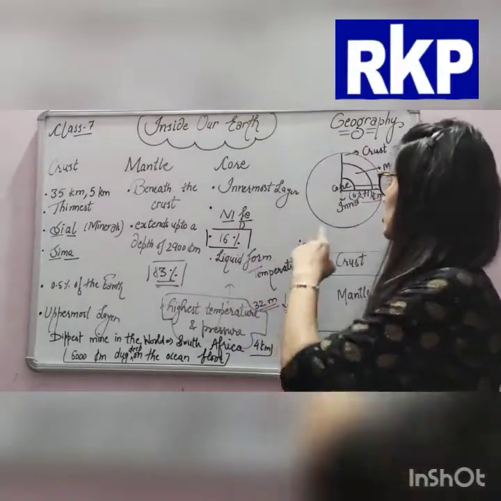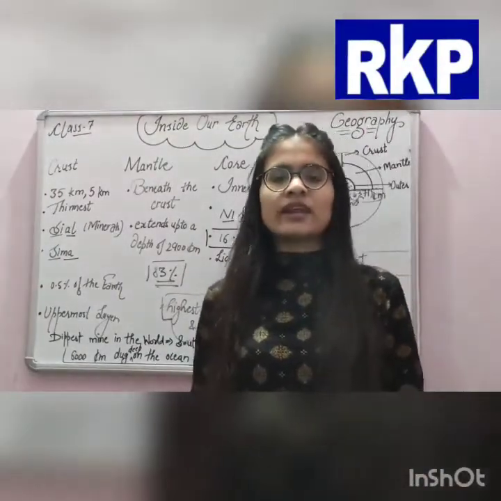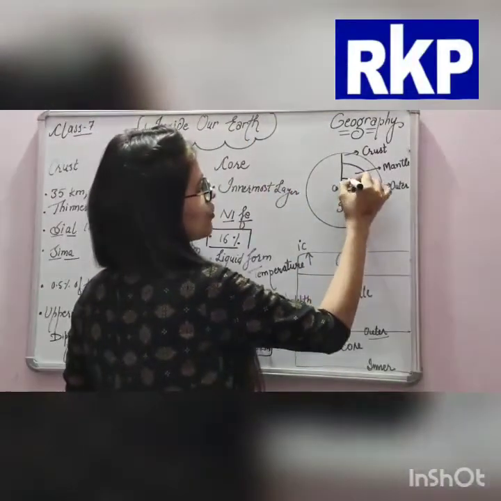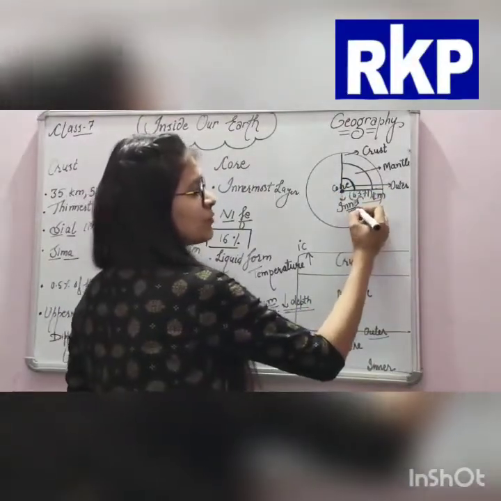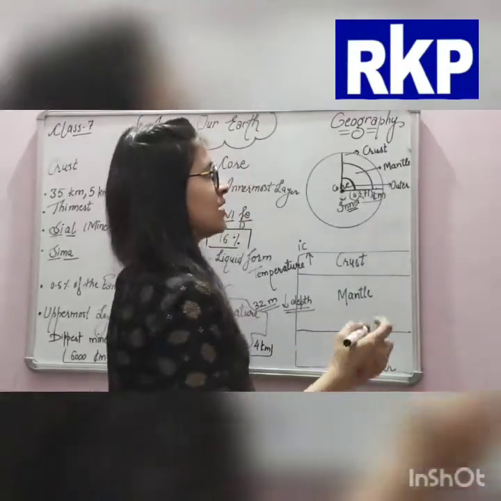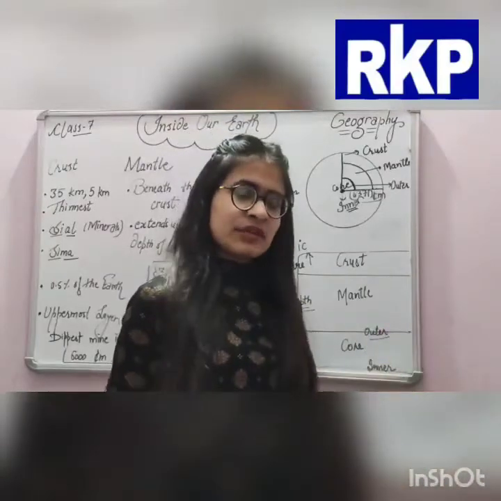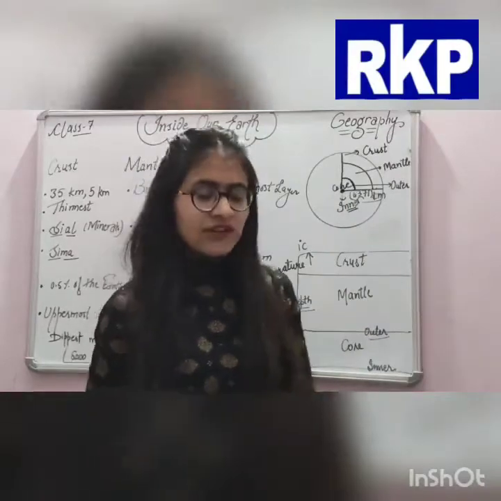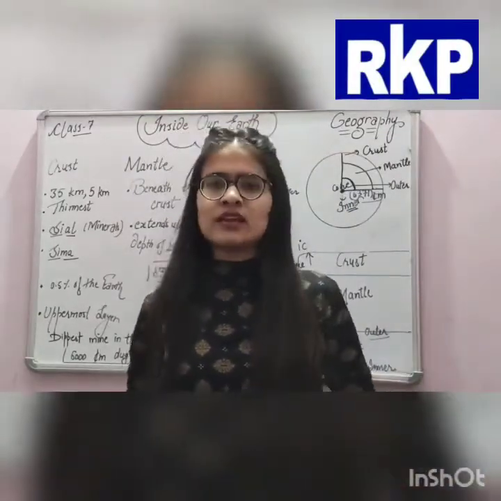And the core is divided into 2 parts: inner core and outer core. So this part will be called outer core, and this will be called inner core. Obviously the temperature will be the highest in the inner core. But if it is asked which layer has the highest temperature, heat or pressure, then you will say the core. If you want to give a specific part, then you have to say inner core.